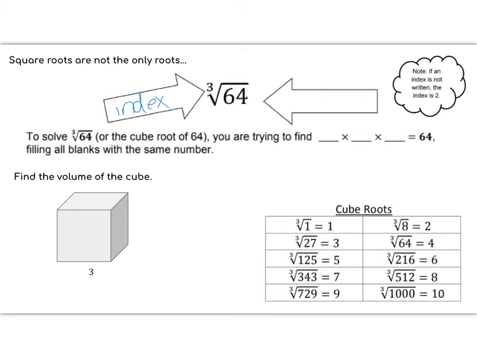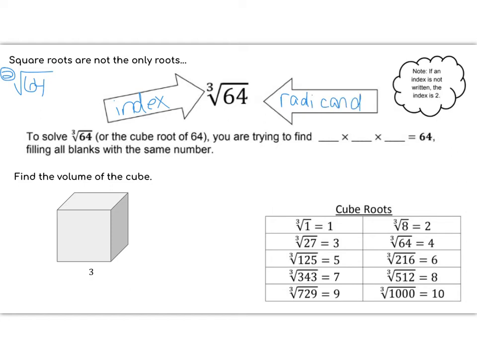3 is the index. And notice over here it tells you that if the index is not written, the index is 2. So when we see this, we want the square root of 64 because there's an understood 2 there. We don't normally write it, but it's 2, okay? The number under the radical has a fancy name. It is called the radicand, okay?